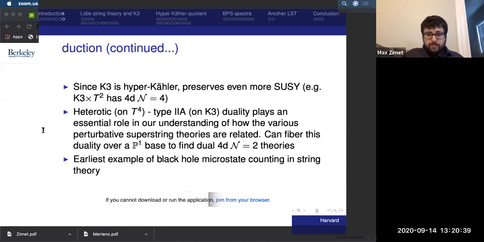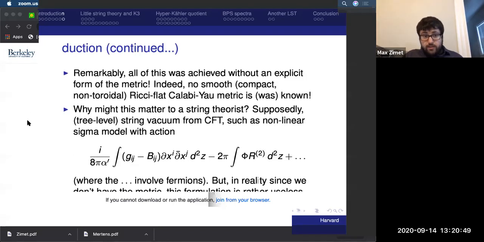And K3 string compactifications also were the earliest example of black hole microstate counting in string theory. Okay, so I just told you a huge number of successes. I told you that K3 has been investigated by string theorists for decades now, and yet the most basic data that you need in order to formulate a string vacuum, namely the metric, has not been known to us.